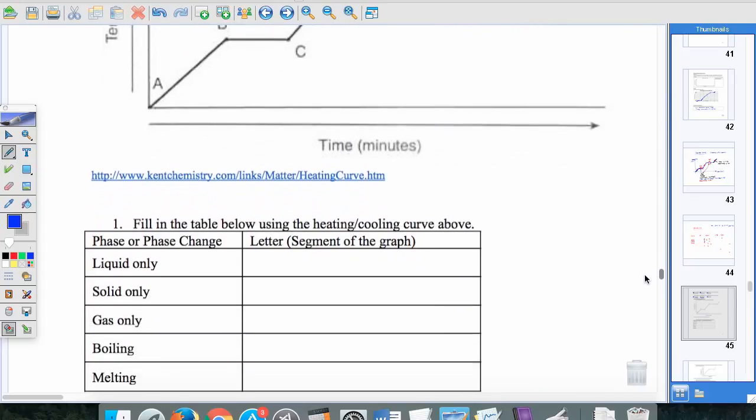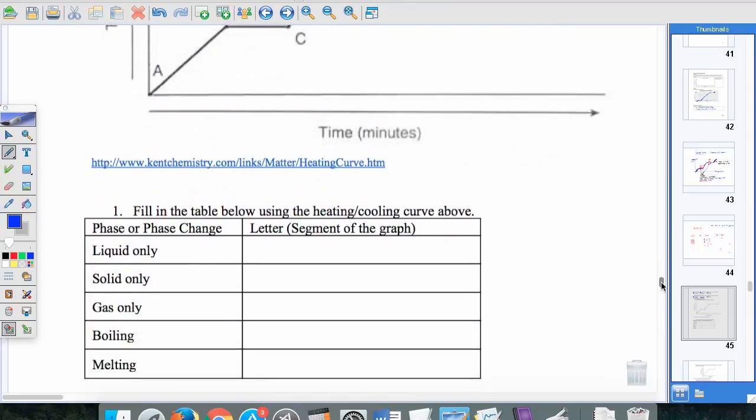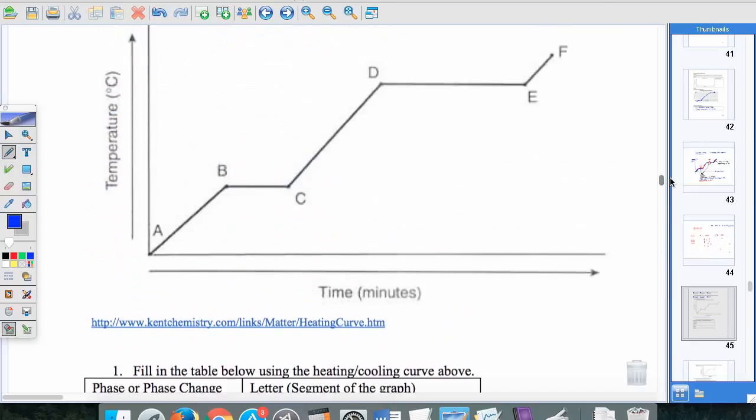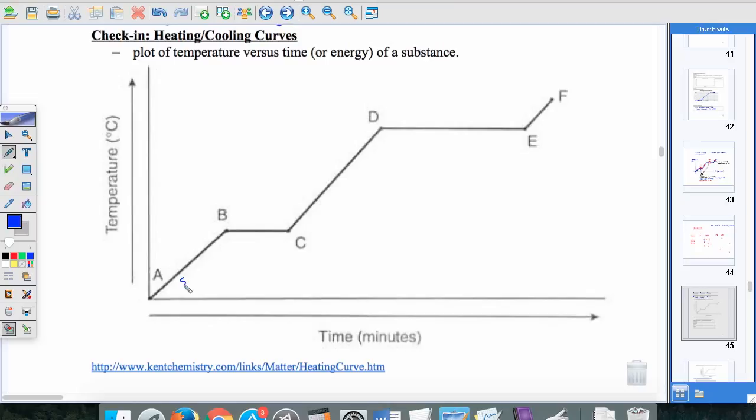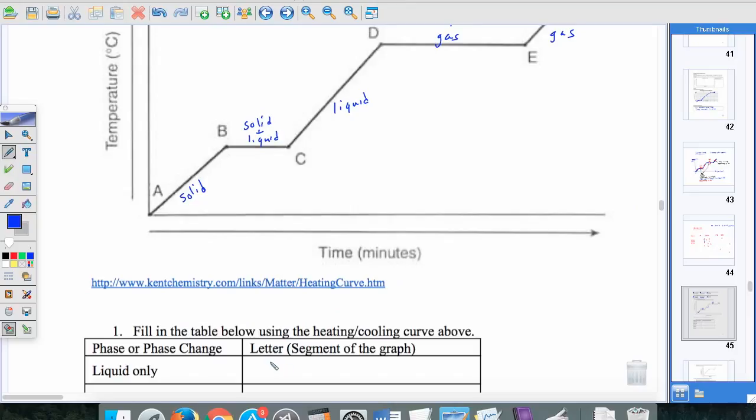So now we've got this chart here. It says fill in the table below using the heating cooling curve above. All right, so what part is liquid only? So let's see. We've got solid, liquid, gas, and then this is solid and liquid. This is liquid and gas. So when is it liquid only? Between C and D. So you call it CD, or you can say C to D.